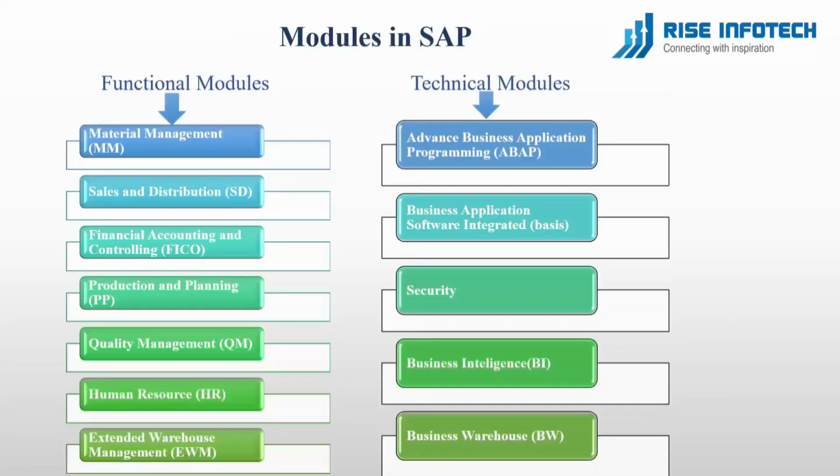Then go to modules in SAP. There are 2 types of modules: functional modules and technical modules. In functional modules, there is no programming and coding. In technical modules, there is coding and programming. Functional modules have 7 modules: material management, sales and distribution, financial accounting and controlling, production planning, quality management, human resource, and extended warehouse management.